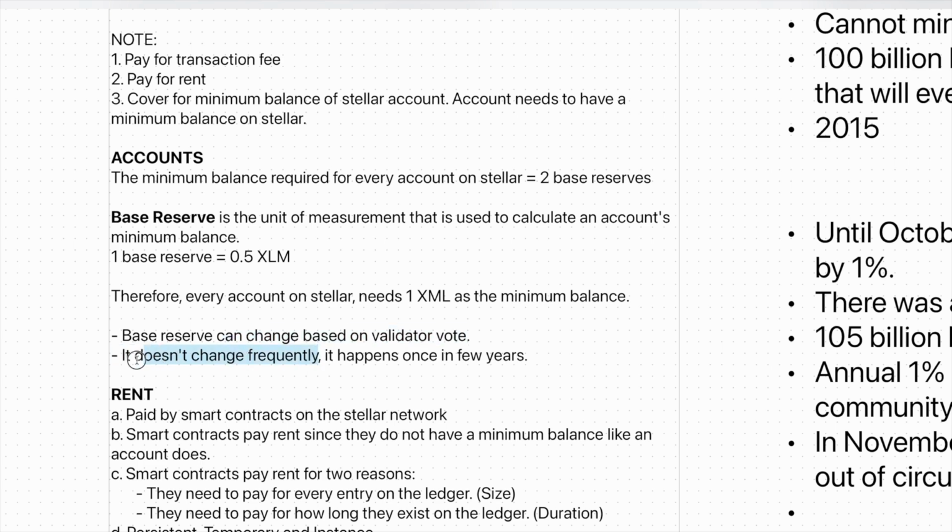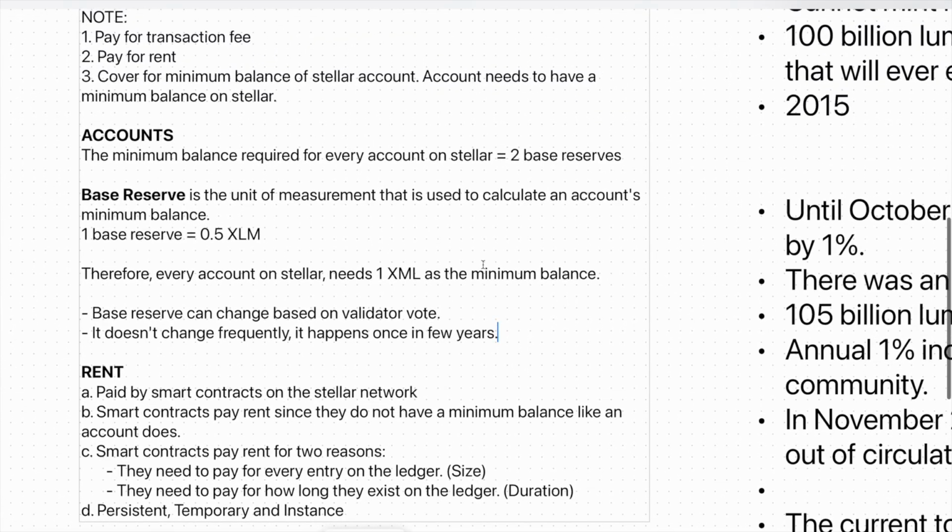These are good pieces of information to have about the base reserve. It doesn't change frequently. It only happens once in a few years. So that is good information to have about accounts and the base reserve and how it changes. It's based on validator votes: we vote to change this base reserve value, but like I said, it doesn't change frequently. It just happens once in a few years.